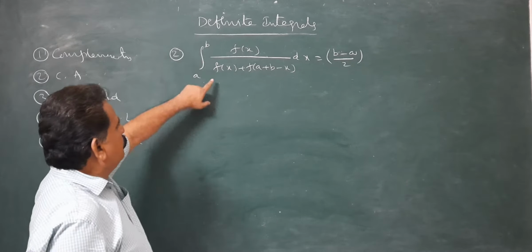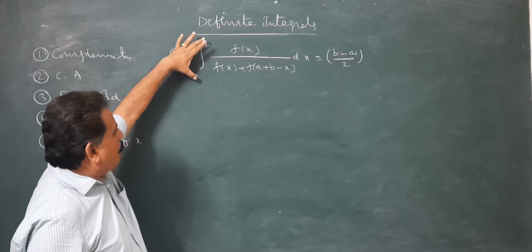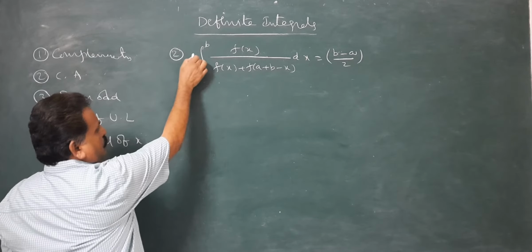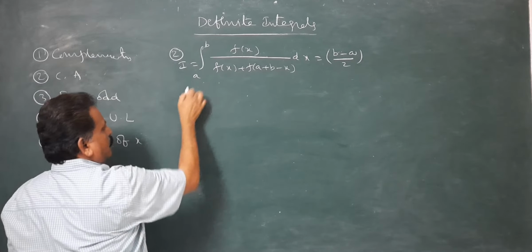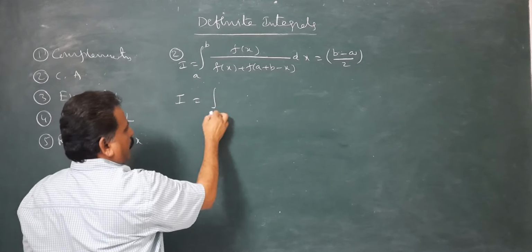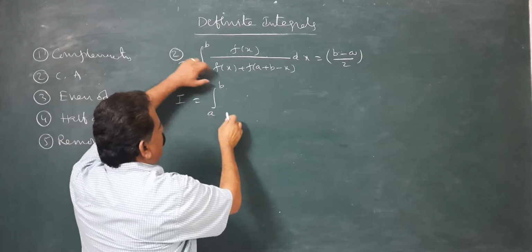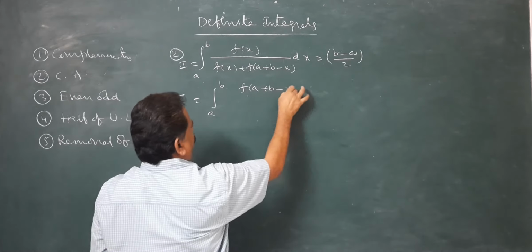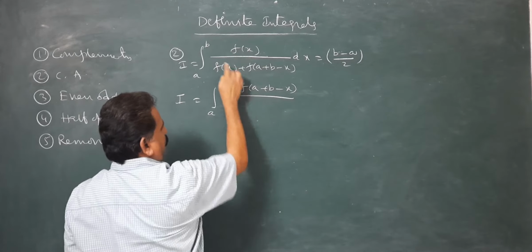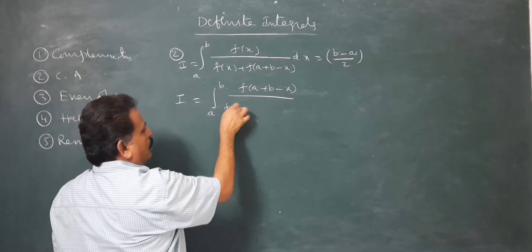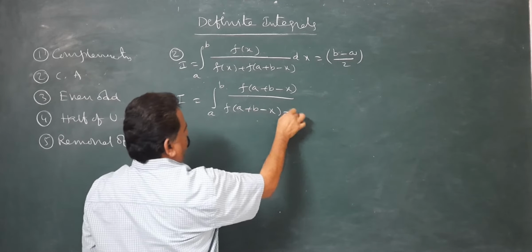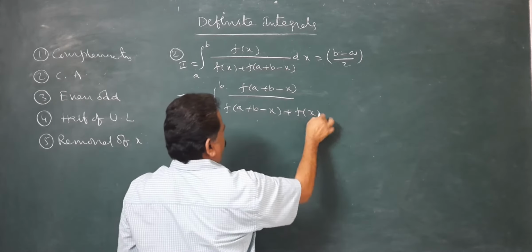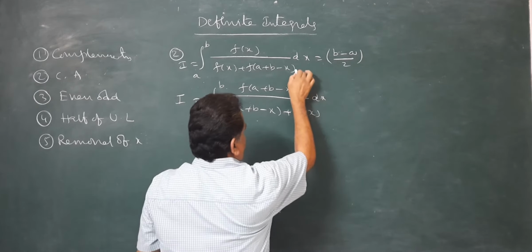Now here, in the integral from a to b, just apply the complementary property. Take the LHS; this is taken as I. The I becomes, by complementary, from a to b, replacing x with a plus b minus x: f of a plus b minus x by f of a plus b minus x plus f of a plus b minus x minus... the a plus b cancels, that means f of x dx. Let it be; this is equation 1.